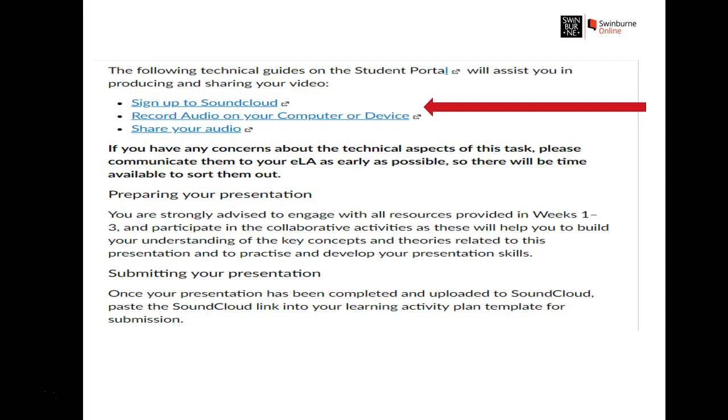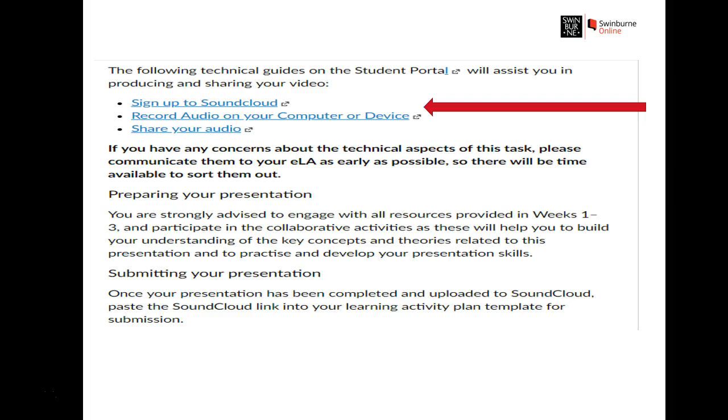There are some technical guides on the student portal, so make sure you have a look at those. The first one is signing up to SoundCloud, how to record audio on your computer or device, and how to share your audio. Like I said before, please communicate any problems you're having to your ELA as soon as possible so we can sort them out, and you can contact student advisors to help you as well. We are really advising that you attend the live Collaborate session next week and also engage on the discussion boards as well.